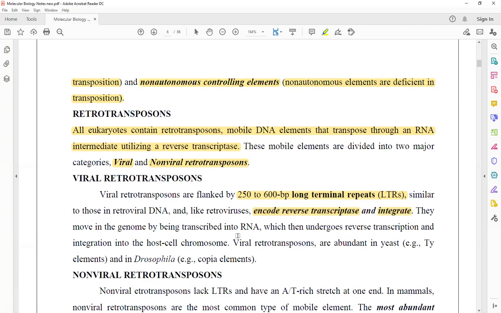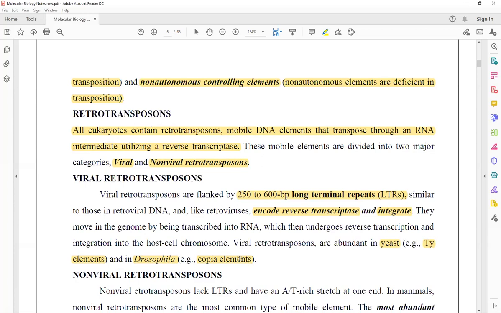They move in the genome by being transcribed into RNA, which then undergoes reverse transcription and integration into the host chromosome. Viral retrotransposons are abundant in yeast, and some of them are the Ty element in the case of yeast, and in the case of Drosophila, the copia element. So these are the two elements, one called the Ty element, another the copia element, which occurs in Drosophila melanogaster.